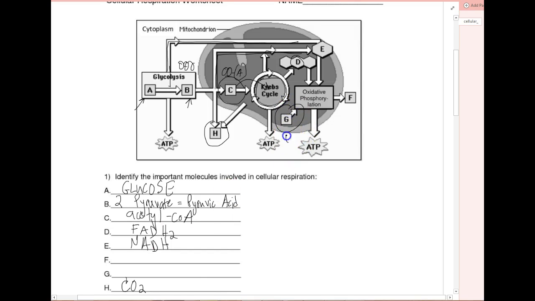Now, oxygen gas comes into oxidative phosphorylation, which is the same thing as the electron transport chain. Oxygen gas comes in, and then F, water. It turns into water. After all these electron carriers, NADH, and this guy right here is FADH2, these guys dump off all their electrons onto oxygen and turn it into water.